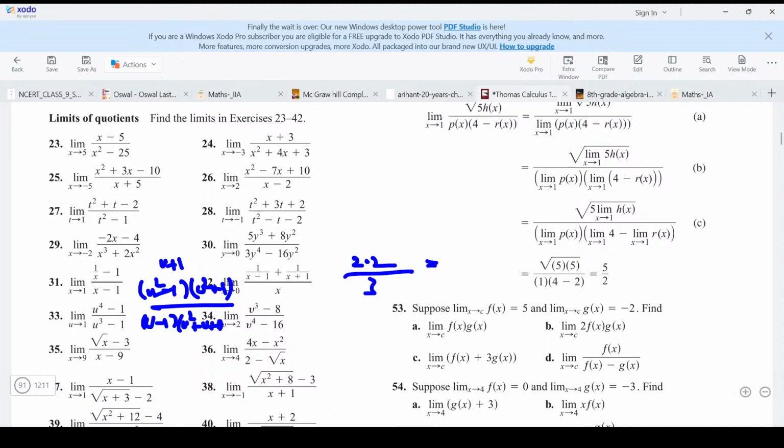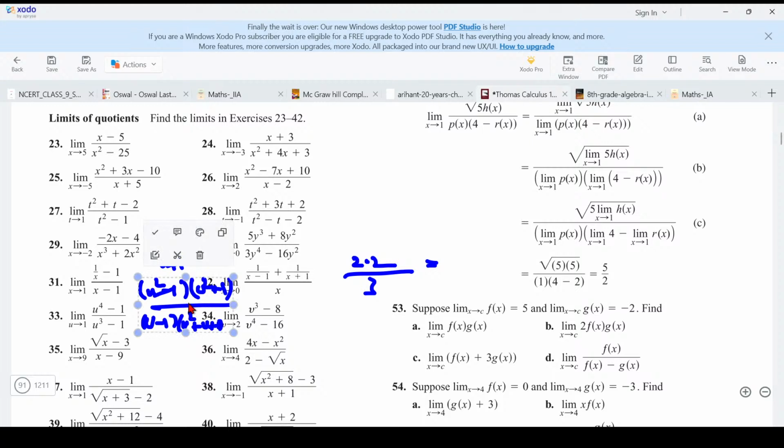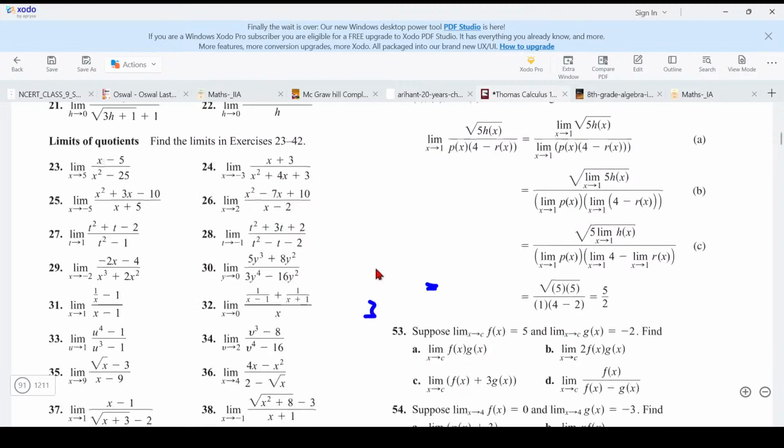Yes, sir. Okay. So graphically also we are getting the same thing now. 1.33 something. Agreed? Yes. Understood?